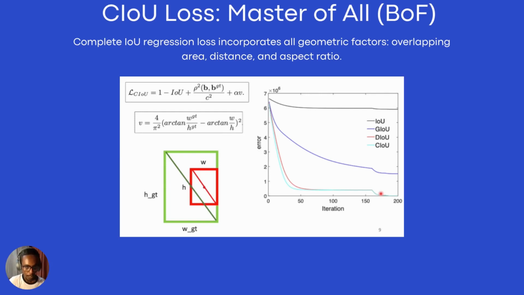It's just we take the angle between, if the green box is the predicted bounding box and the red box is the target box, the ground truth box, the angle will be between the H and HGT, and for the red box, it will be between W and H. So the angle between H and HGT will be the arctan of WGT and HGT, and the angle between the diagonal of the red box and H will be the arctan of W and H.